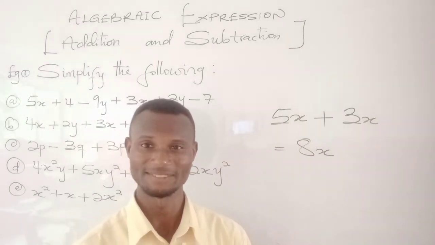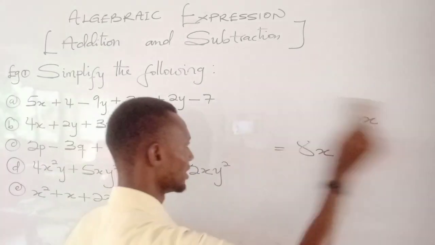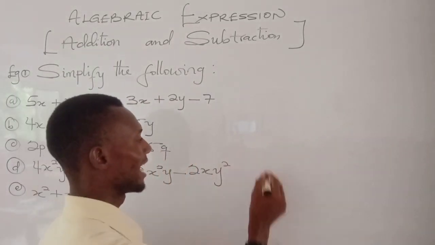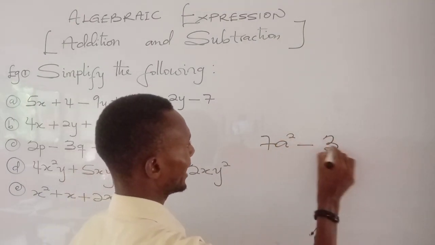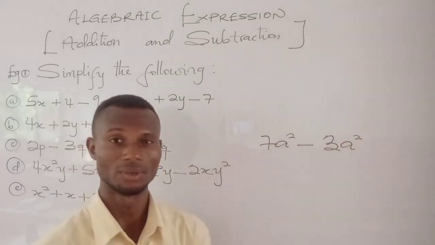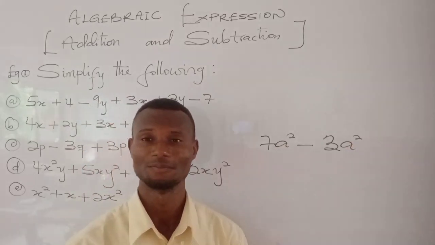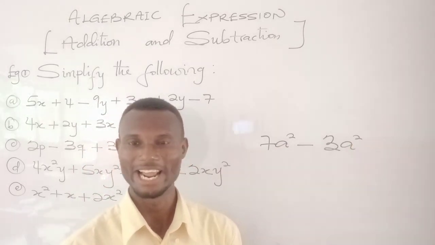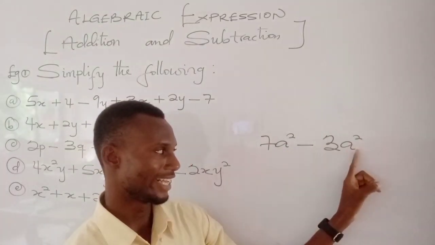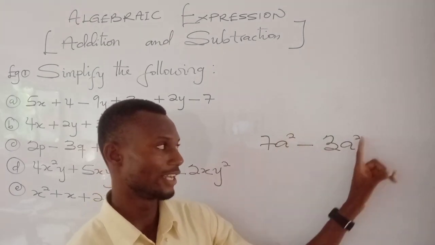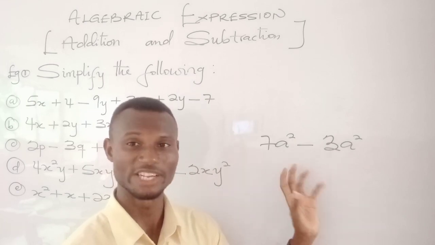I hope the explanation is clear enough up to this point. Let's take another example for us to see how it goes. Let's say I have 7a squared minus 3a squared. Okay, we have to simplify this one. First of all, let's check if the variables are like terms. Now, this is a, this is a. This a has power 2, this a also has power 2. So they are like terms, so we can simplify this one. We can do the subtraction.